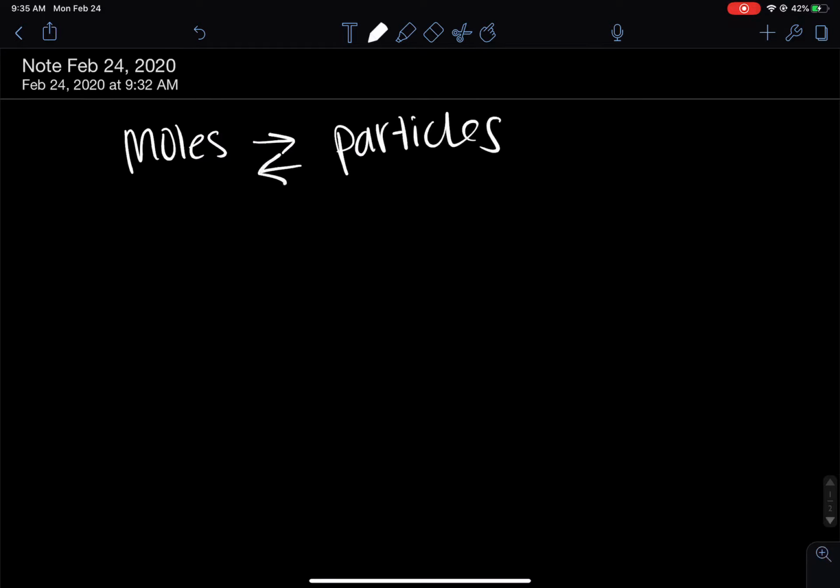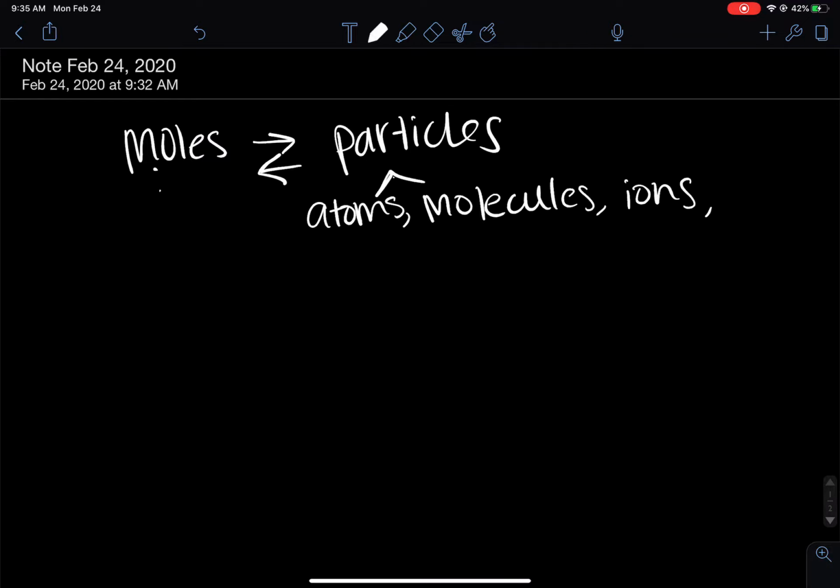Okay, so let's talk about how to work problems with moles to particles, and that can go either way. So we can go moles to particles, we can go particles to moles. So remember that particles can be atoms, can be molecules, ions, it can be really anything, okay?